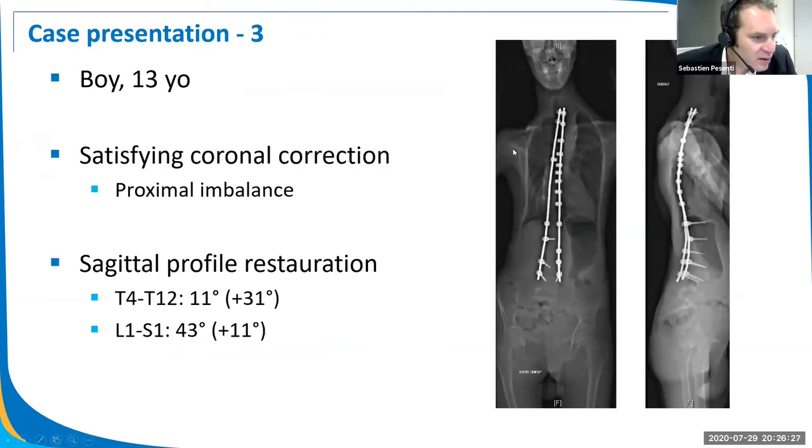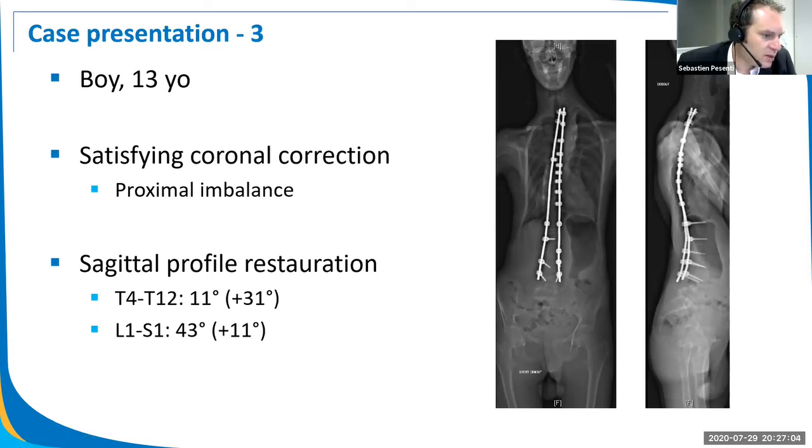So we did a T2 to L4 posterior fusion, and as you can see, there was a satisfying coronal correction in this patient, except for the proximal imbalance. As you can see, there's quite a shoulder imbalance, but more importantly, you can see that the thoracic kyphosis was restored as well, with a plus 31 degree increase of the kyphosis and an increase of the lordosis as well.